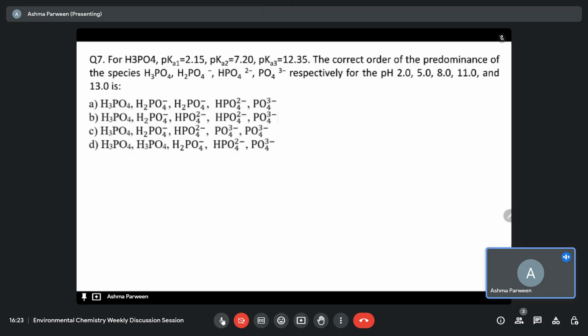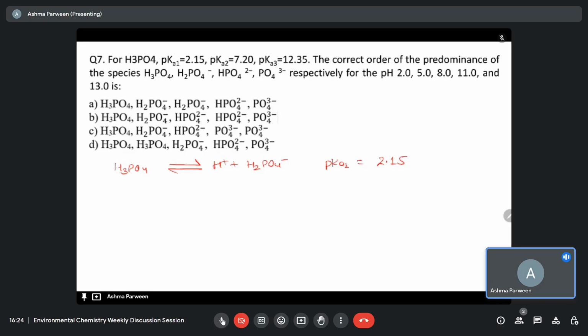So let's see how to solve this question. Actually, without doing any calculation, we can say which of the species will be dominant at the given pH. So we know that the dominance of the species depends upon the pKa value. We have been given H3PO4. So it will give us 1 H plus and H2PO4 minus, and the first value of pKa is 2.15. It means at pH less than 2.15, the protonated form will be dominant, and at pH greater than 2.15, the deprotonated form will be dominant. So at pH 2, H3PO4 will be the dominant species.